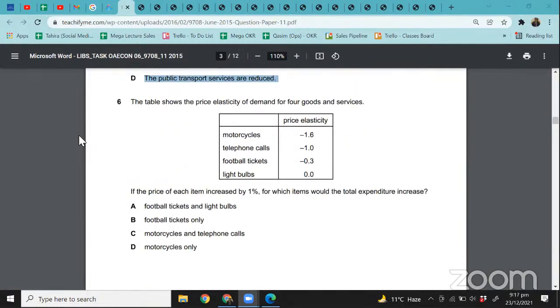Next question. The table shows the price and last year's demand for 4 goods and services. If the price of each item increases by 1%, for which items would the total expenditure increase? Interesting. If the price of each item increased by 1%, for which items would the total expenditure increase?